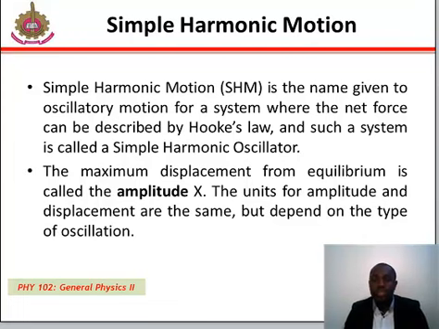One significant thing about simple harmonic motion is that the period T and the frequency f of a simple harmonic oscillator are independent of amplitude. What is an amplitude? An amplitude is the maximum displacement from equilibrium. The units of amplitude and displacement are the same.